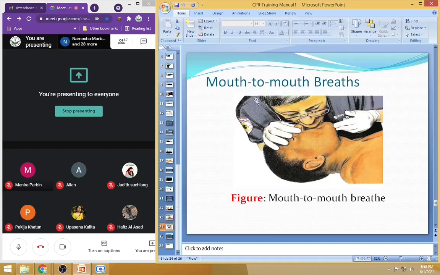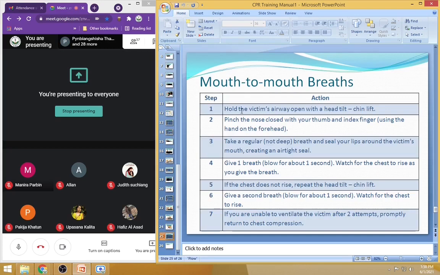Understood? Next, after that, we will pinch the nose and then lift the chin. See, like this. Now the chin is lifted and this is clear, right? So after the 30 compressions, we will give 2 breaths, 1, 2. Then again we go back to compressions. 30 compressions, 2 breaths. 30 compressions, 2 breaths. Understood?